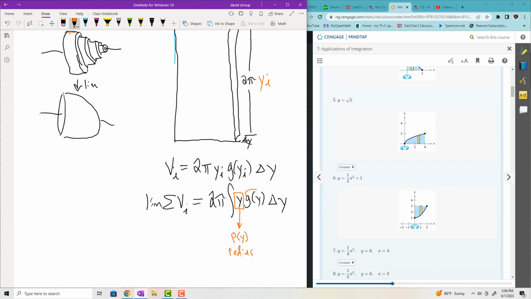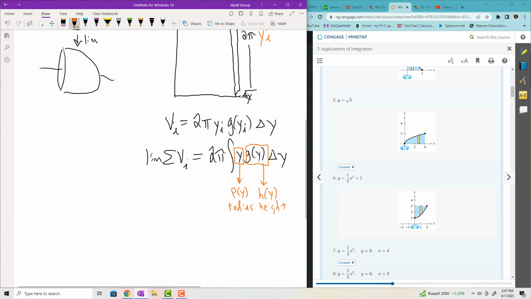And then this other guy here, they're going to call that the height function, which is basically the height of the rectangle. Okay, and they're always going to use h of y. But that pretty much does it. Let me rewrite the integral in the general form then. So in general, you'll have 2 pi integral from c to d of the radius function times the height function dy. Or if it's in the other orientation, it'll be rho of x, h of x dx.